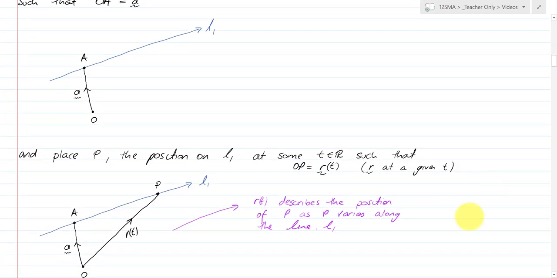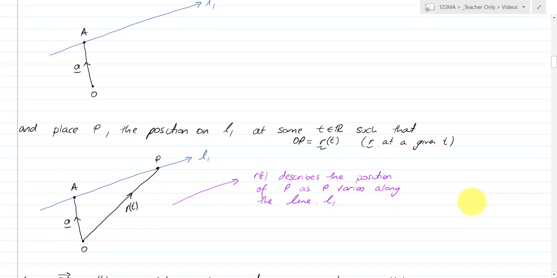Now let's say we place another position P. This is a general point now. So A is a very specific point that we've chosen. P is a roaming point. It's a moving point. And P is always on L1. And we just want some way of describing every point that P could be. So what we do is, because we don't know RT, and this little RT here, this is our vector that describes every point P could be on that line from the origin, from position O.